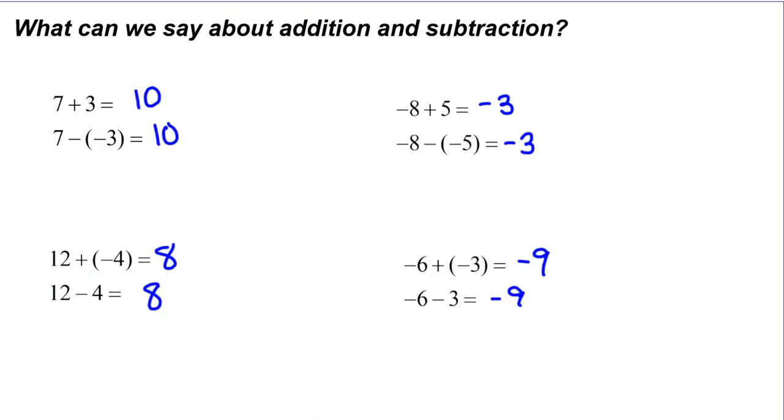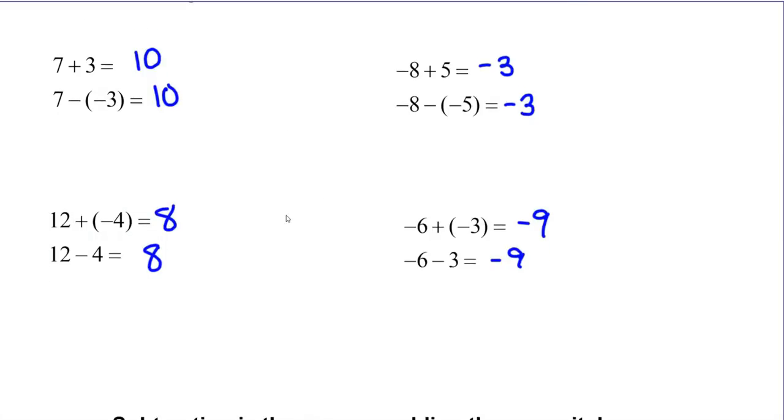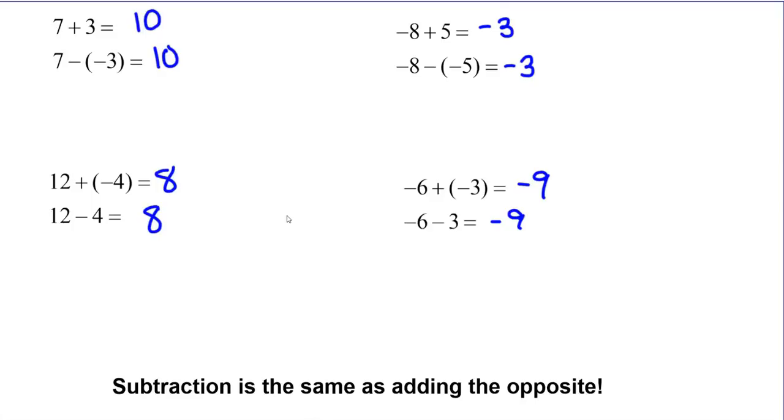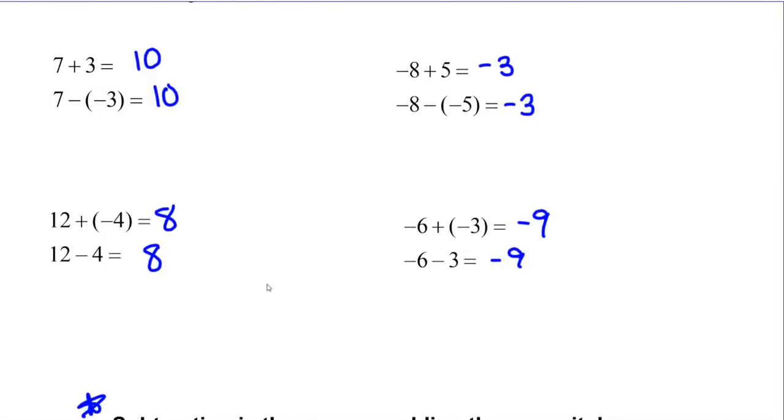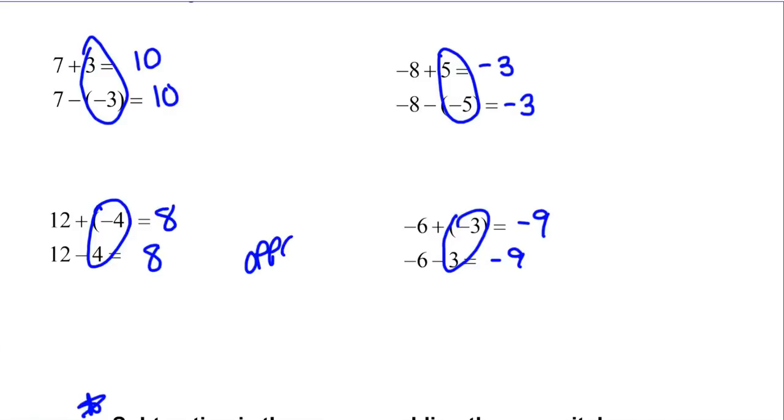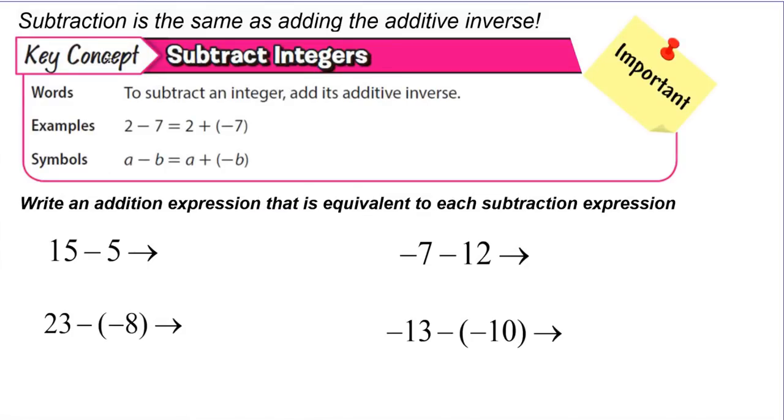So what's the connection here between these? How are addition and subtraction related? Subtraction is the same as adding the opposite. When we subtract something, adding its opposite would be the same thing. So if you look at these numbers right here, 3 and negative 3, 4 and negative 4, 5 and negative 5, these are opposites, or what we call additive inverses. So when you add the opposite, that's the same as subtraction. And that is the connection we want to make. Subtraction is the same as adding the additive inverse, or adding the opposite of the number.